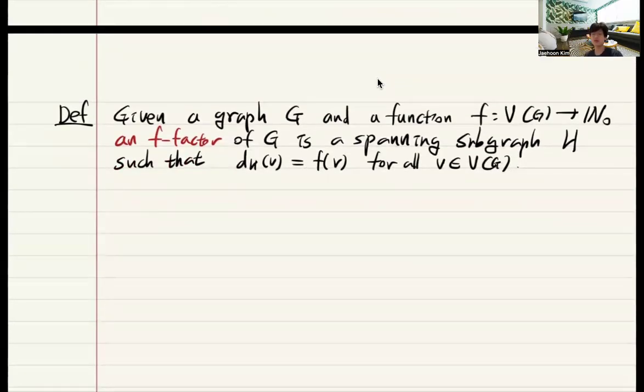So if you take a constant function f, then it's the same as a K factor. But this is obviously a more general concept than the K factor and also a very natural generalization of it. And we want to ask the question, when can we find a specific f factor in graph G? So there is a certain function f that's what we desire. And when can we find it?